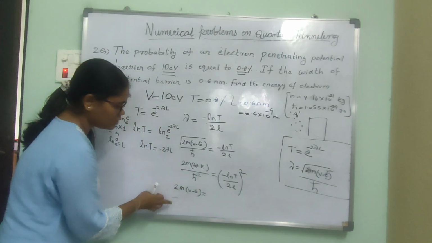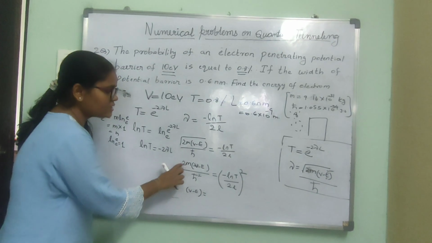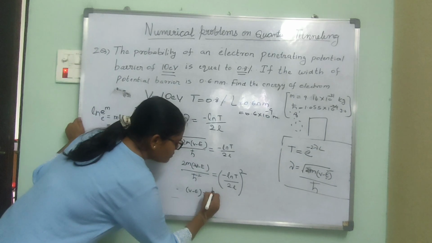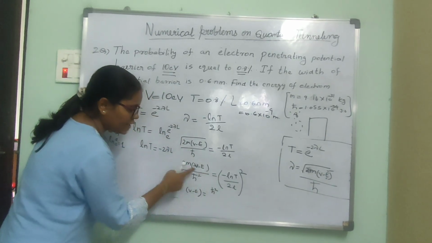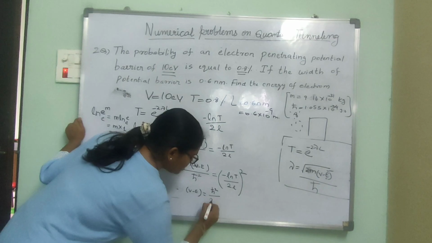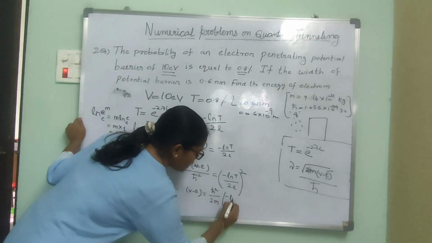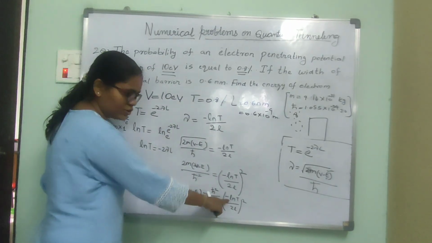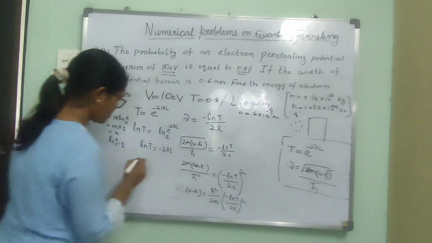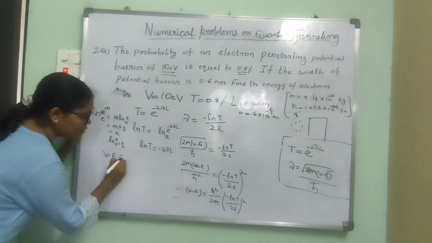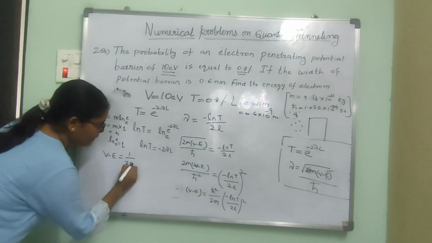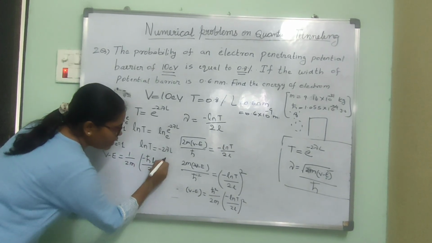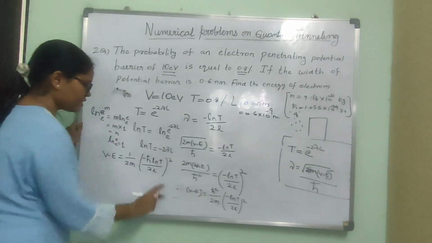I'll take this 2m over ħ squared to the right side. So this ħ squared will go to the numerator and 2m will go to the denominator. It would become ħ squared over 2m times minus ln T by 2L whole squared. Now I'll take this ħ squared into this bracket, so V minus E is equal to 1 over 2m times minus ħ ln T by 2L whole squared. I can write it like this.